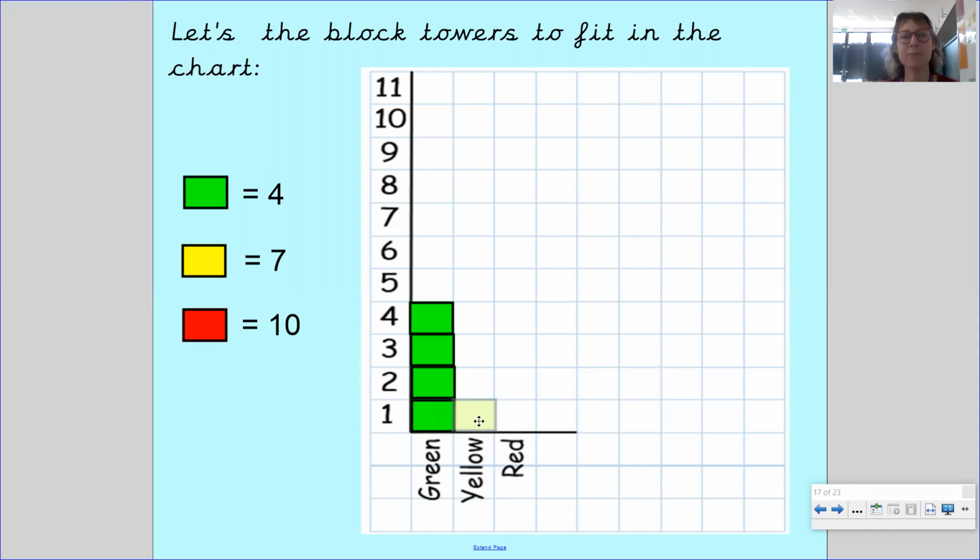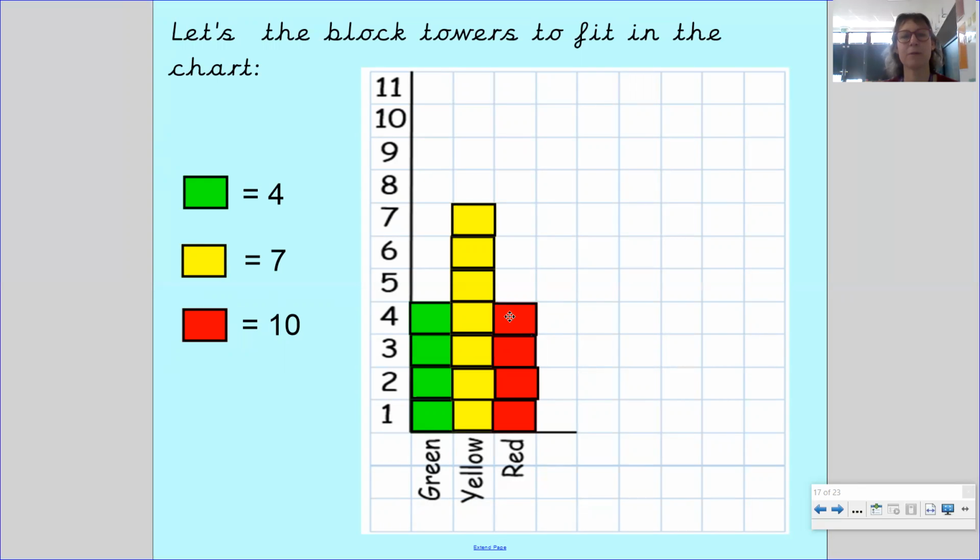Yellow, we need 7. So we're going to count 1, 2, 3, 4. It'd be a lot quicker to colour in than it would to move these things over. 5, 6, and 7. And red, we need 10. So we're going to move 10. And then I'm going to show you how you read a block chart as soon as I have done.